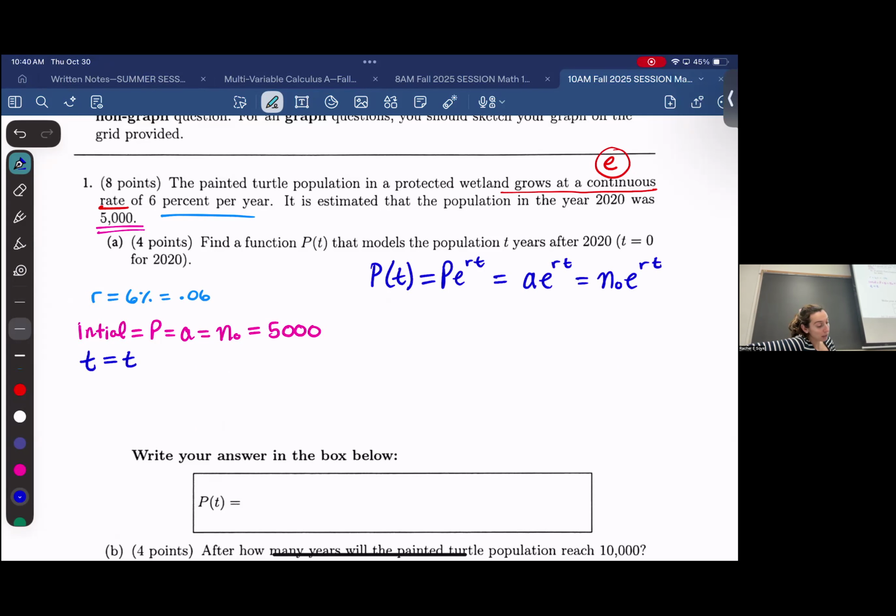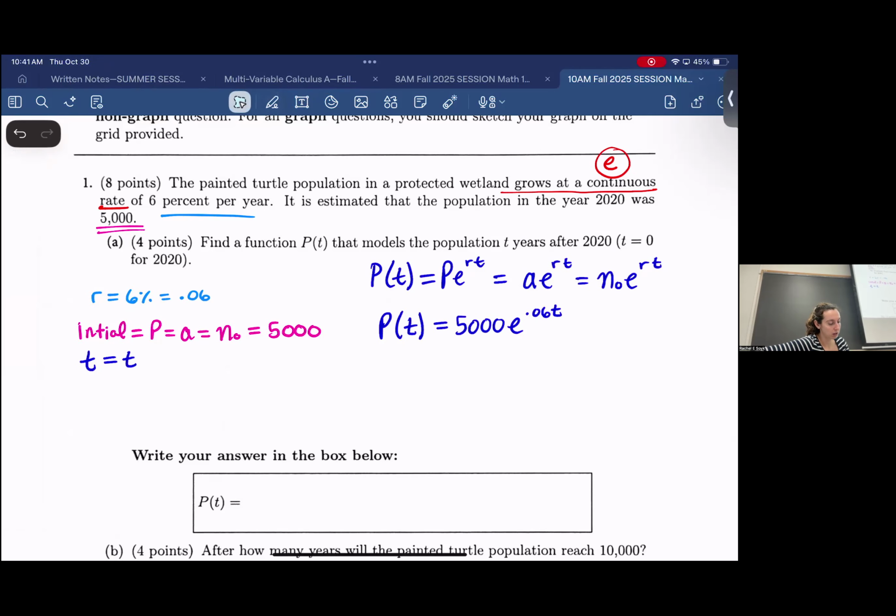And if you know your P is 5,000, then you just get 5,000 e, you know your R is 0.06, so you get 0.06t. And that's it. This was the first part of the question.